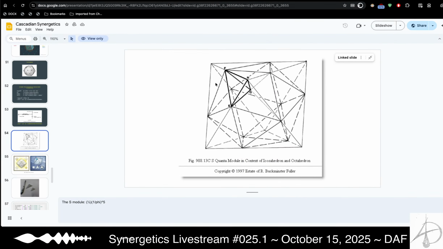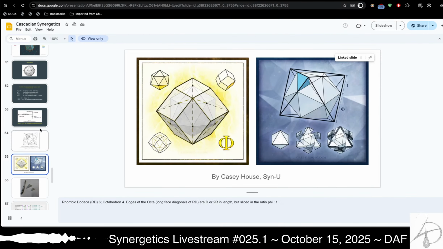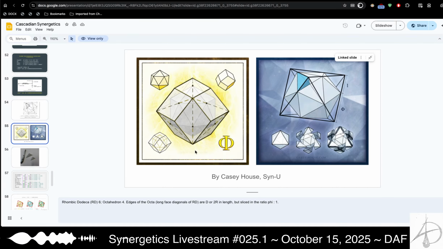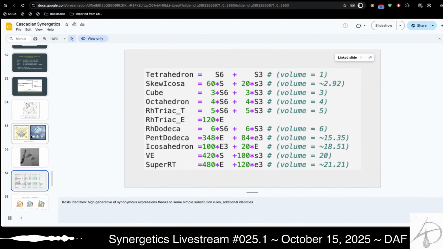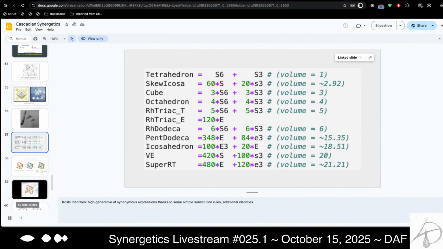Here's the S module and how it relates to the icosahedron and the octahedron. These are some visualizations by Casey House of Syn-U. More shapes, how they compose, how they nest. Here's 3D printed modules along with a nice Uniball pen from Multnomah County Library. Here is work from Koski.